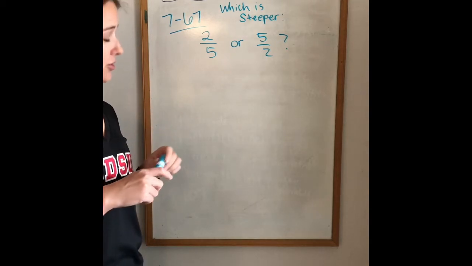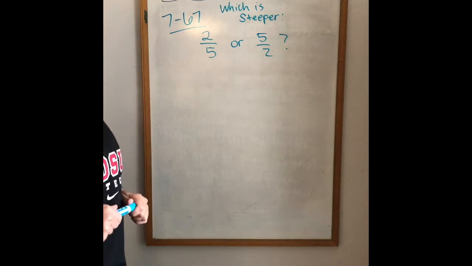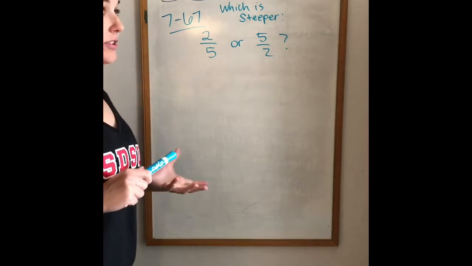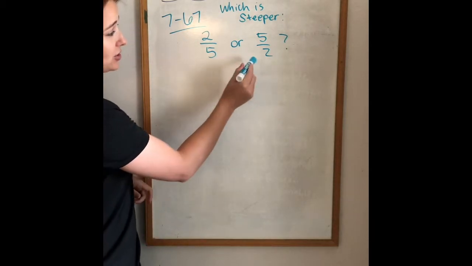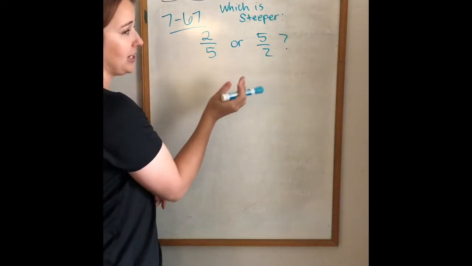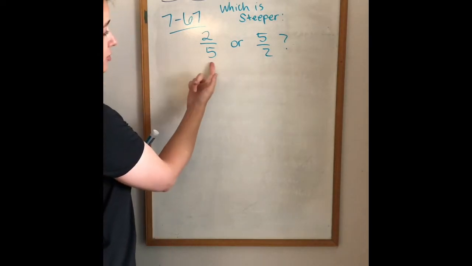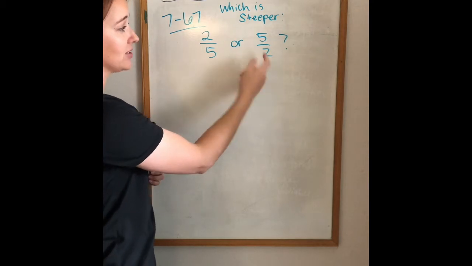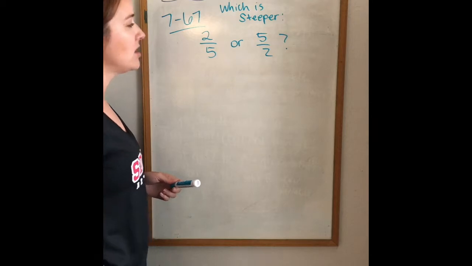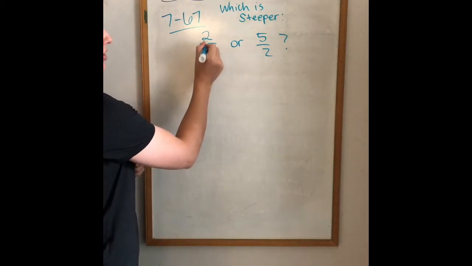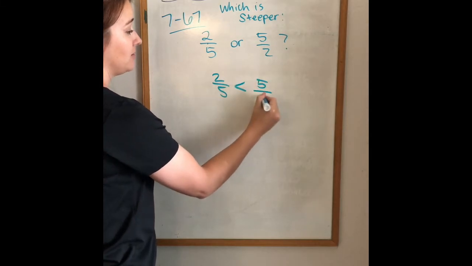But I am going to use my reasoning that we talked about with slope, like the bigger the slope, the steeper the line. And if I were to order these fractions least to greatest, or put a greater than or less than sign in between them, I know that 2/5 is a lot smaller than 5/2, because 5/2 is actually greater than 1. It's 2.5? So this is smaller than 1, so 2/5 is less than 5/2.